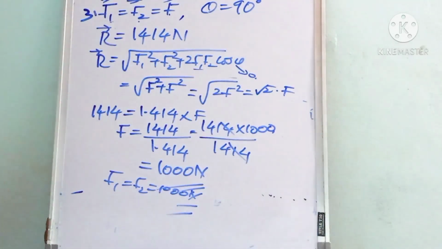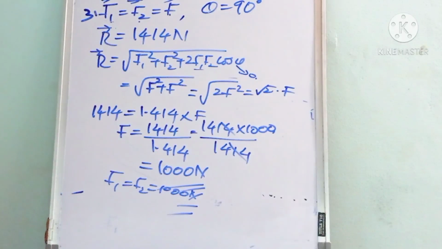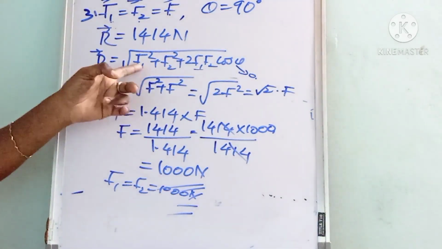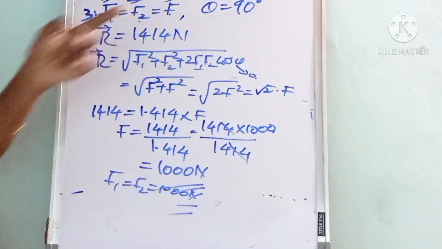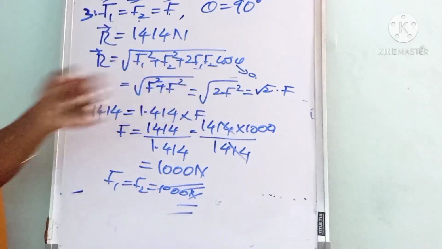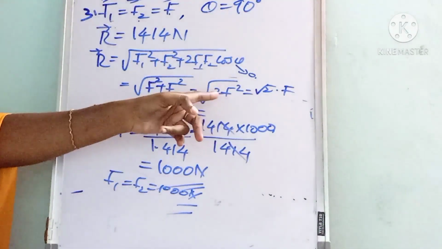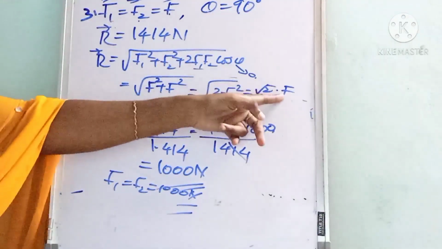For that we are considering the relation: the resultant force R is equal to the square root of F1 square plus F2 square plus 2 F1 F2 cos theta. Here F1 equals F2 equals F. So F square plus F square, and cos 90 is equal to 0. So we get root 2 F square, and root 2 into root of F square is F.